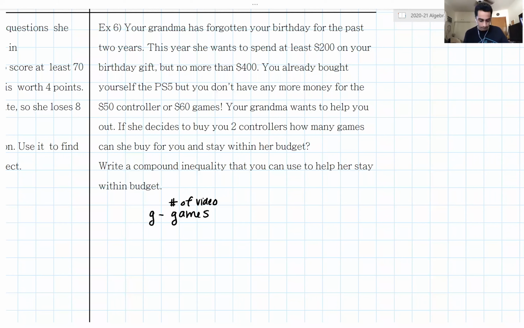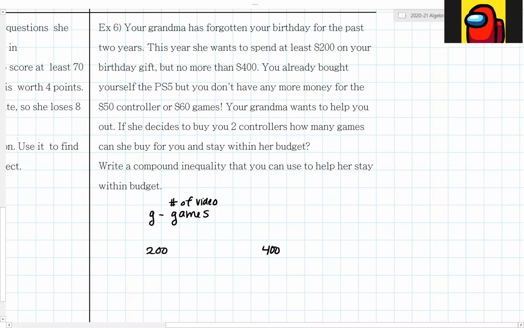What do you think? Yeah, we have a minimum amount of money she's going to be able to spend, which is the $200. That's our min. And then our maximum is the $400. All right. So before we think of inequalities, let's think about what's going to go inside that middle part.